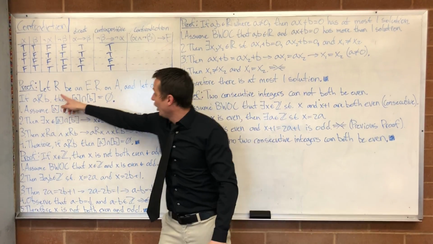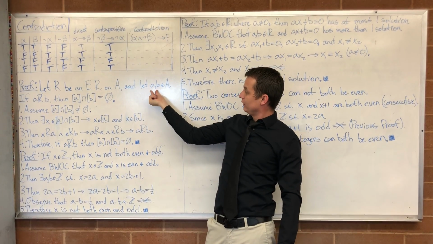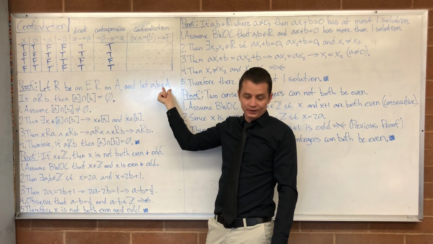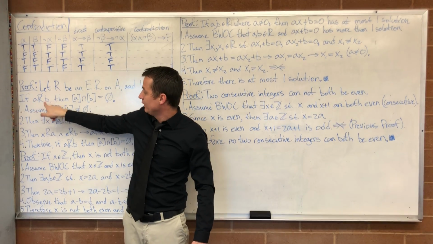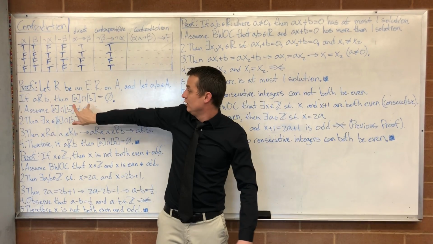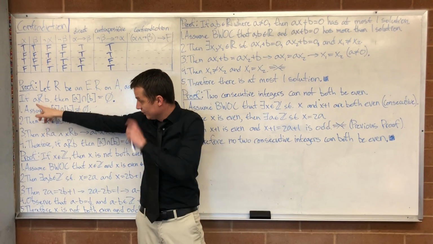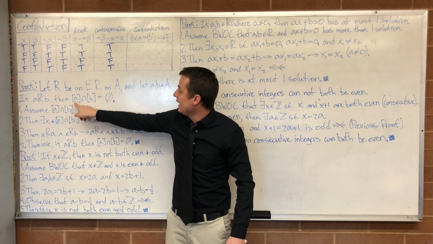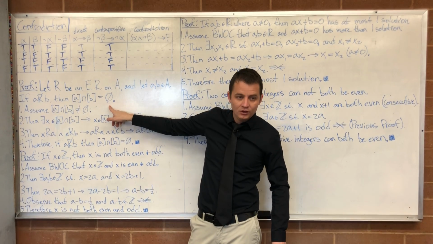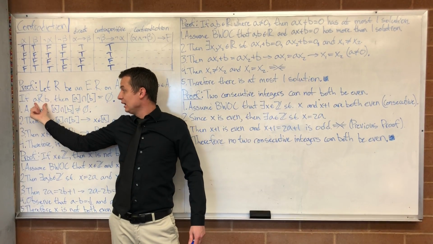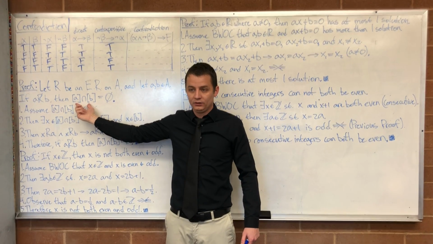All right, so let R be an equivalence relation on some set A, and let little a and little b be elements in some set A. What are we trying to prove? I'm trying to prove that if A is not related to B, then A's equivalence class intersected with B's equivalence class equals the empty set. Or in other words, if A and B are not related, their equivalence classes have no elements in common.